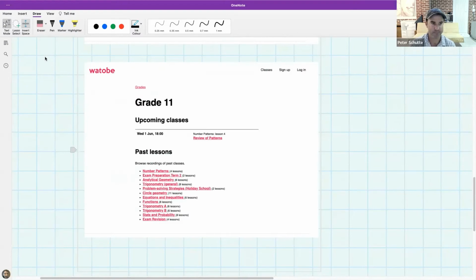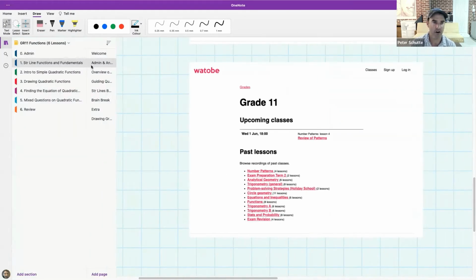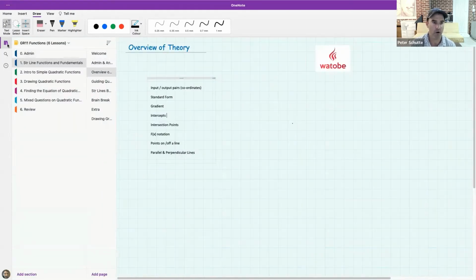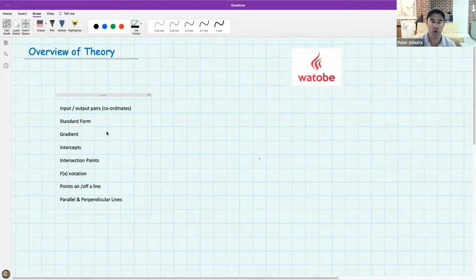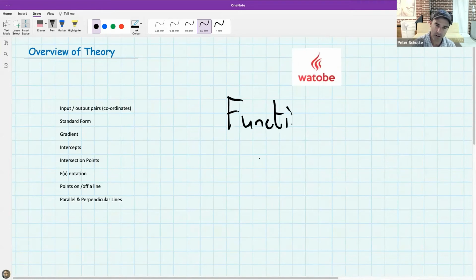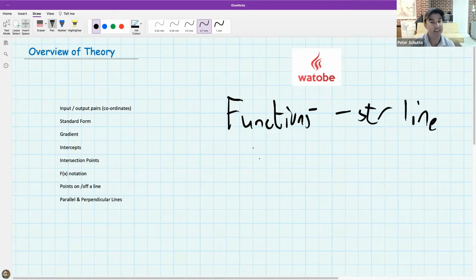Website. All right, so let's get the show on the road. So tonight we are starting with the topic of functions. In this unit on functions, tonight's lesson is going to be about straight line functions. And then the other 5 lessons are going to be about what we call quadratic functions.